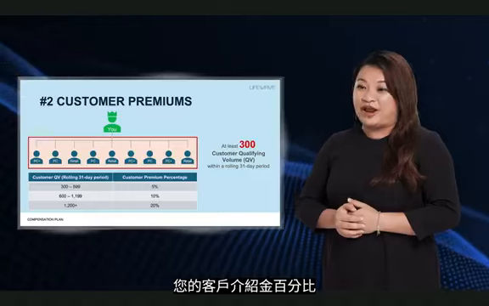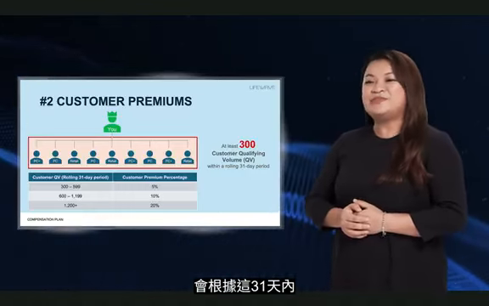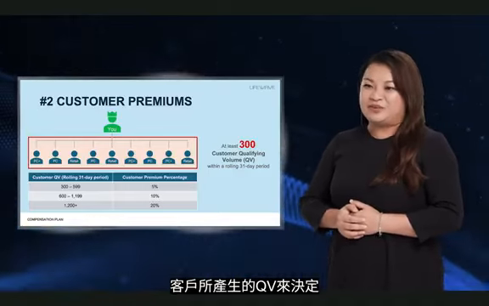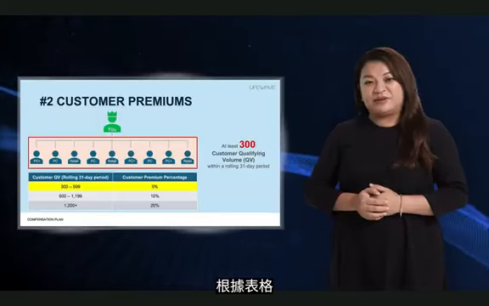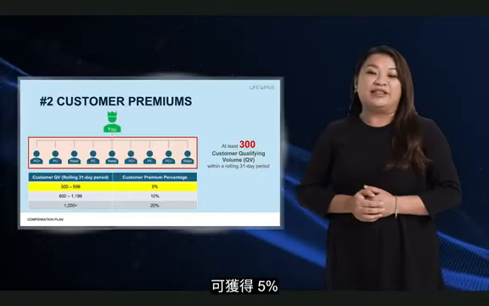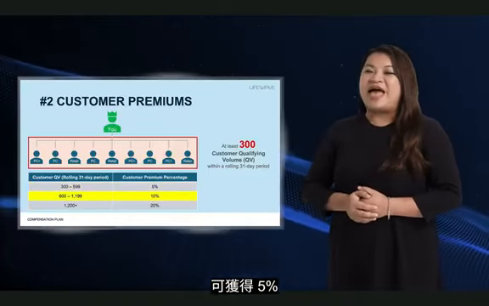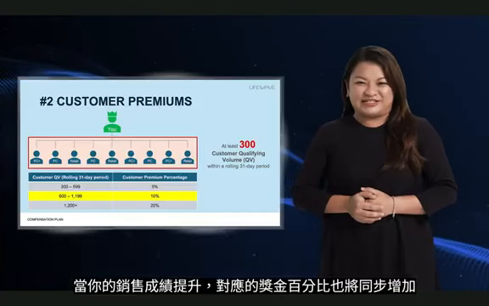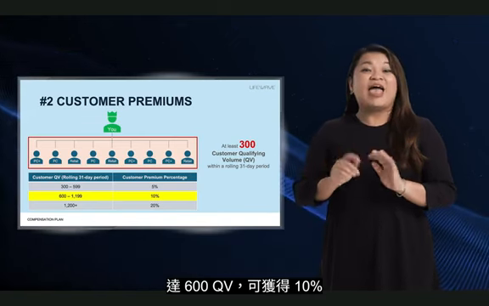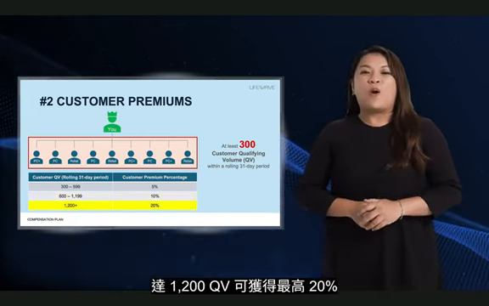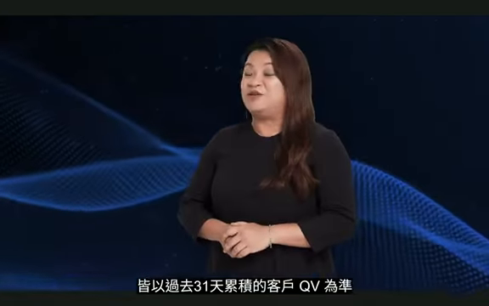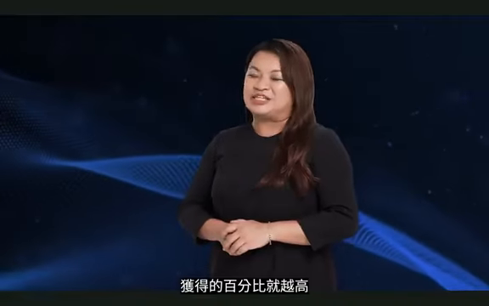And your customer premiums rate, the percentage you will earn, is based on how much QV your customers generate over the 31-day period. Now, if you look at the table, you can see that you can start at 300 QV, where you will earn 5%. And as you sell more, your percentage increases. From 600 QV, you'll be awarded 10%, and for 20%, you will need to have 1,200 QV or more within the last 31 days. Now, the more you sell, the higher percentage you will earn.